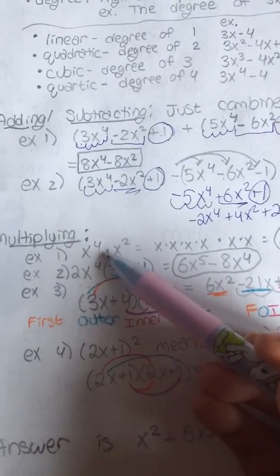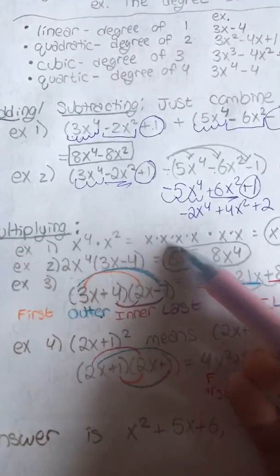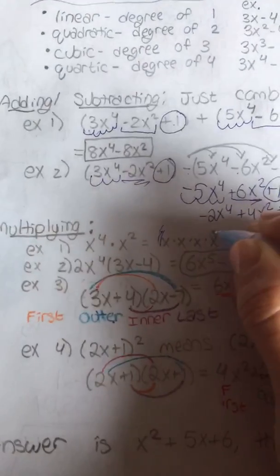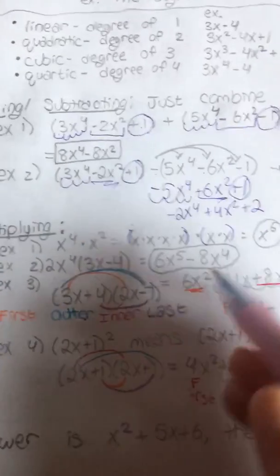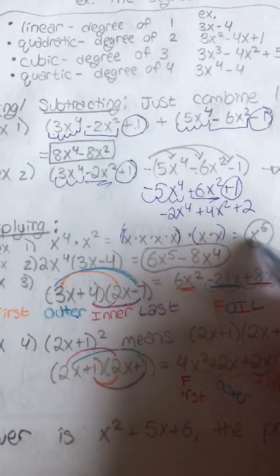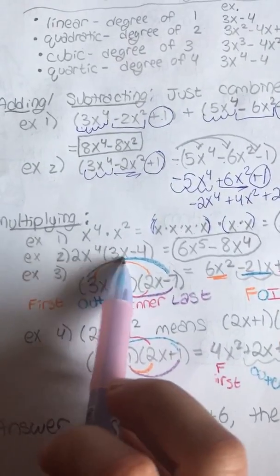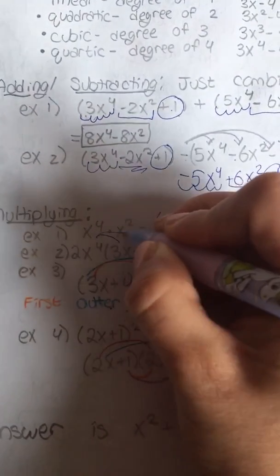Basically the exponent tells you how many times the variable is multiplied by itself. So x to the 4th is x times x times x times x, 4 of them. X squared, just going to put it in parentheses, is x times x. So when you're simplifying this, you see that you have 1, 2, 3, 4, 5, 6 x's, so you have x to the 6th.